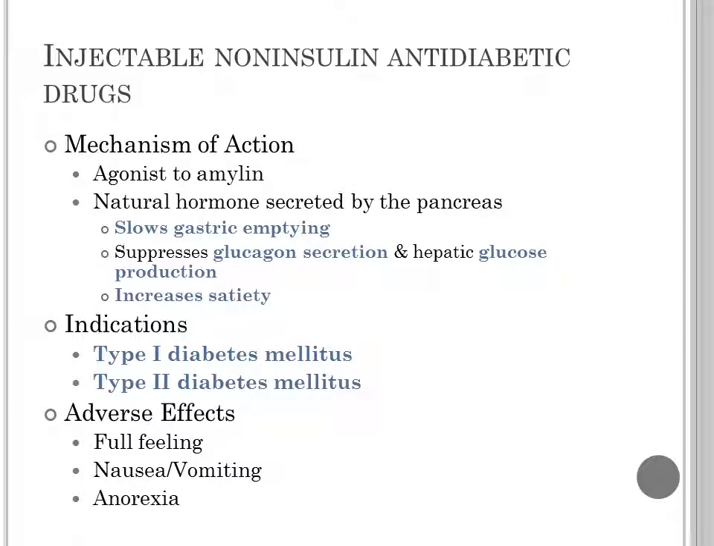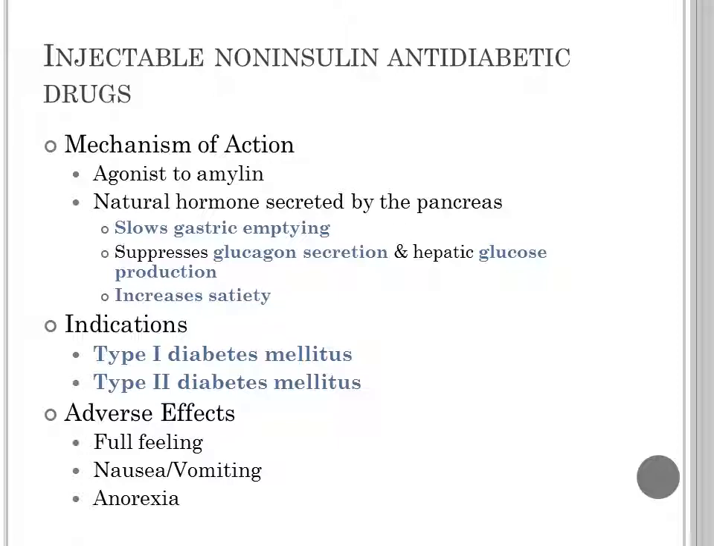Okay, so now we're talking about injectable but not insulin anti-diabetic drugs, just to confuse you a hair further. For the mechanism of action here, now we're talking about amylin, and these are going to be an agonist to amylin. What amylin is, if you've not heard of it before, it's a natural hormone secreted by the pancreas in response to food. So when you eat, your pancreas does many things, but two things that we're concerned about. It secretes insulin and secretes amylin.